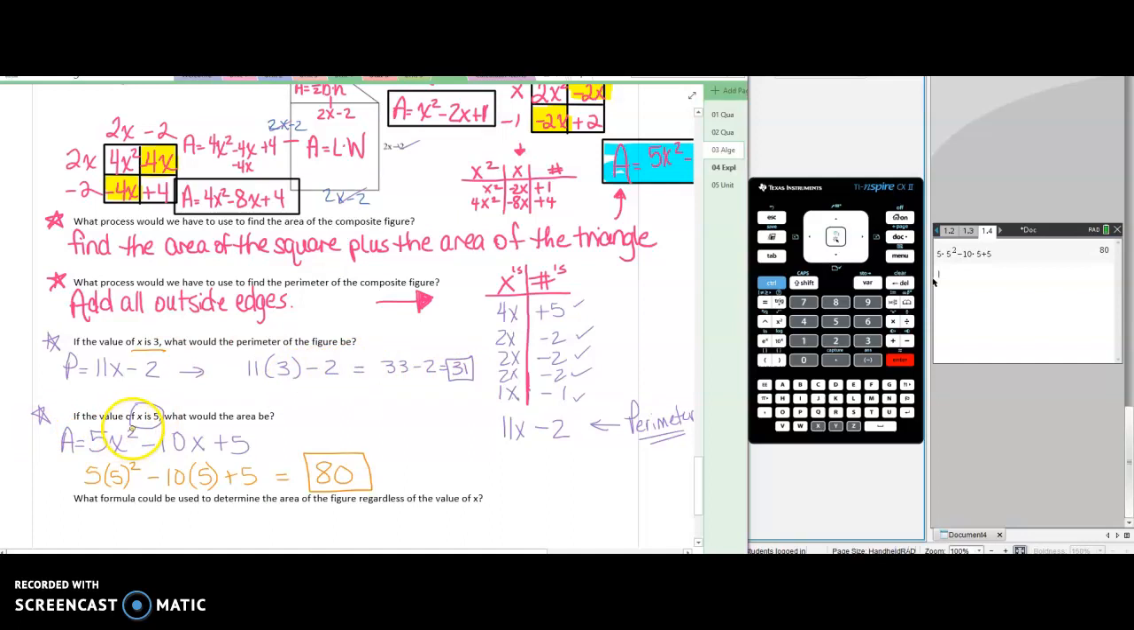On the area, the value of x is equal to 5. What would the area be? We're going to replace every x with a value of 5. Here's an x, here's an x. We've replaced it with 5. We put it in our calculator. It gave us 80. Right?